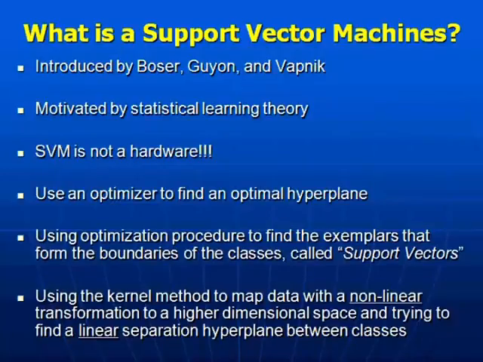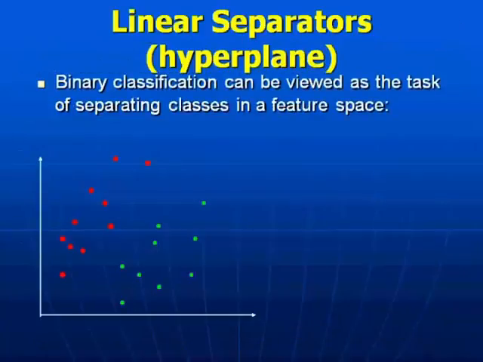So what has come only recently is support vector machines, which have been used for classification purposes. These were introduced by Boser and other people, and basically it is not hardware as the name suggests. It is an approach, a mathematical tool coming from machine learning theory, which uses an optimizer to find an optimal hyperplane. So using this optimization procedure, the exemplars that form the boundaries of the classes are identified, which are known as support vectors, as can be seen here. For example, I want to segregate the data into two classes, the green circles and the red circles.